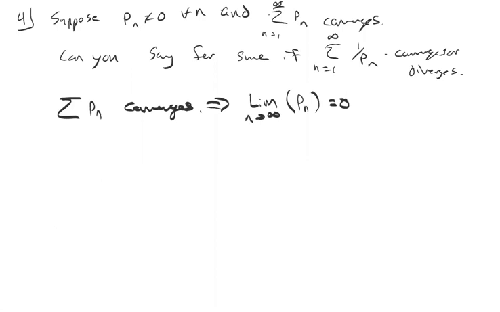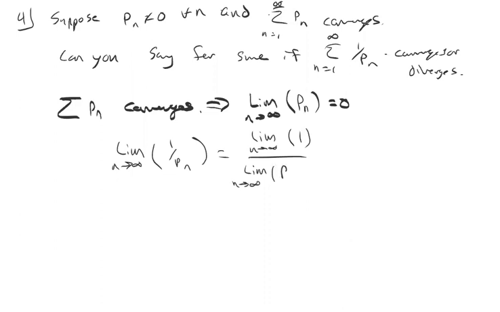Well, if that limit is 0, then we know that the limit as n goes to infinity of 1 over p sub n is the limit as n goes to infinity of 1 over the limit as n goes to infinity of p sub n. The numerator is fixed. The denominator is wanting to go to 0, right? Which tells us that this wants to go to infinity.